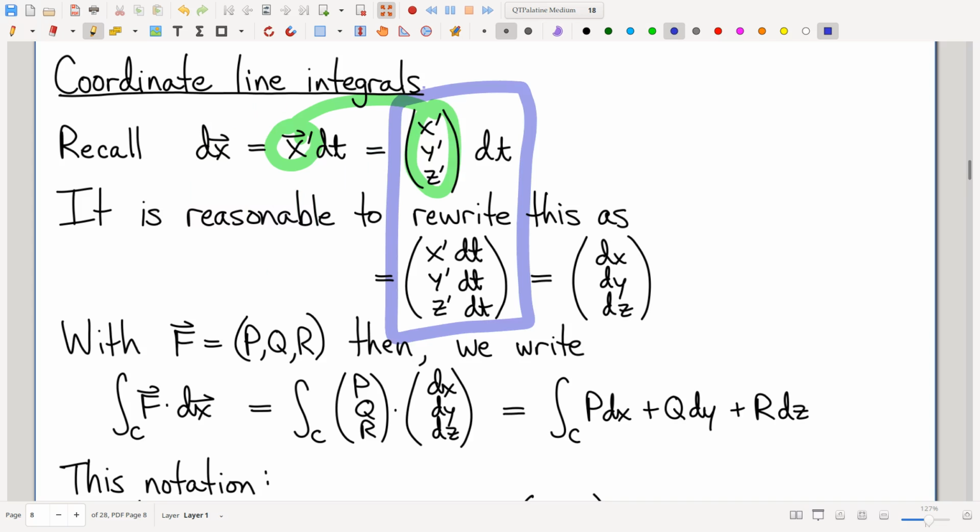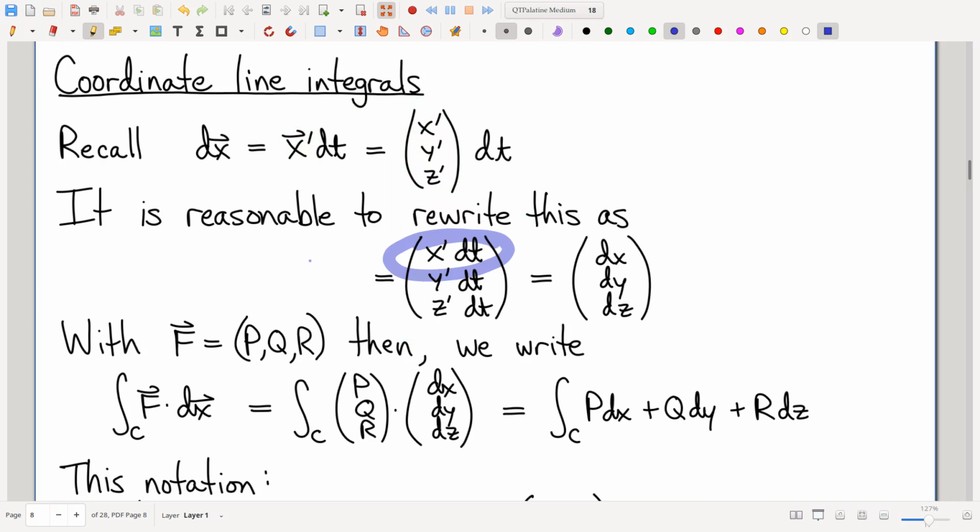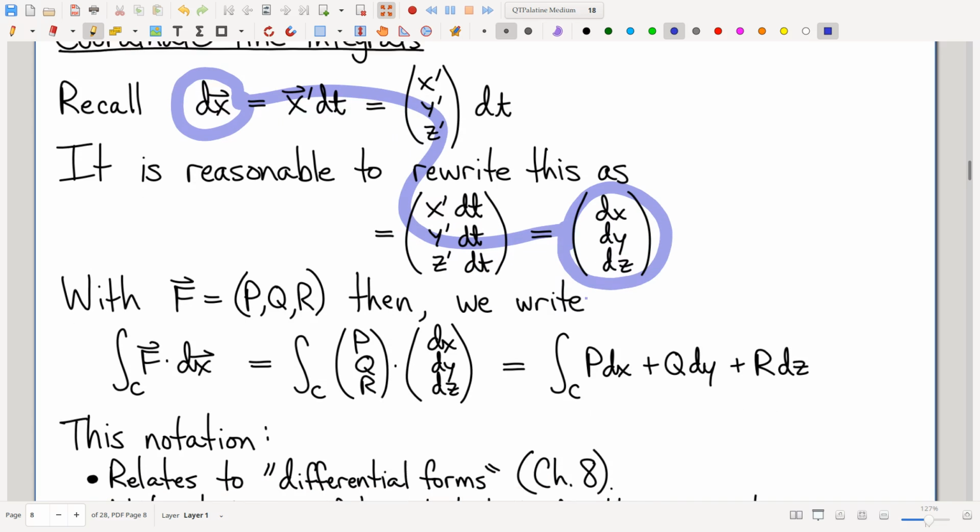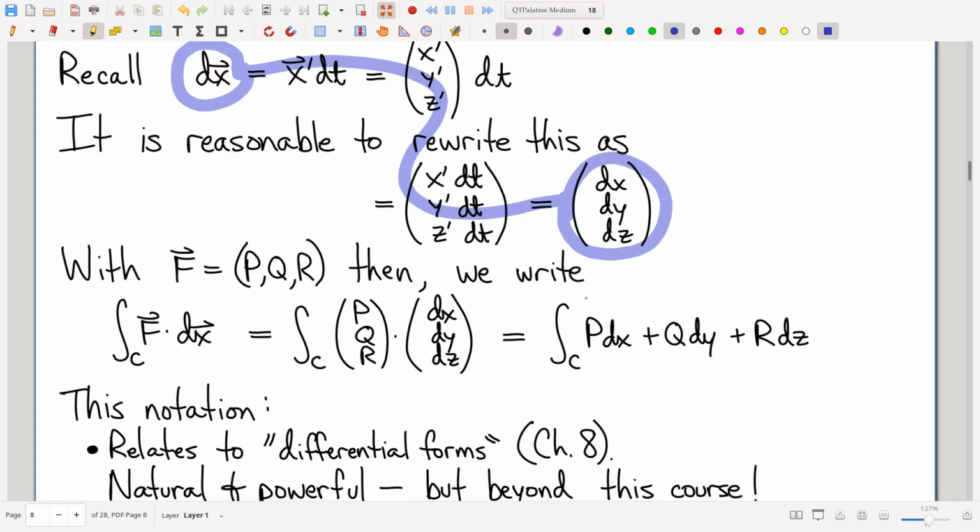That's not that weird. And then, looking at these expressions, like this right here, what do you think we ought to call x prime dt? Well, how about dx? I mean, what else would it be? Right? So, altogether, expanding by coordinates, we have here an alternative notation for our dx vector. That's just notation. I didn't really do anything.